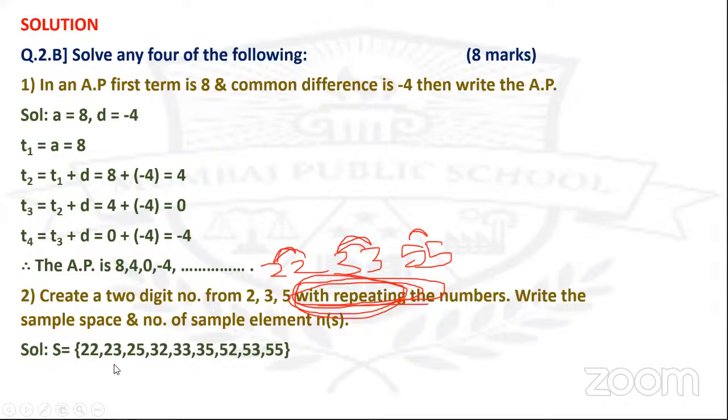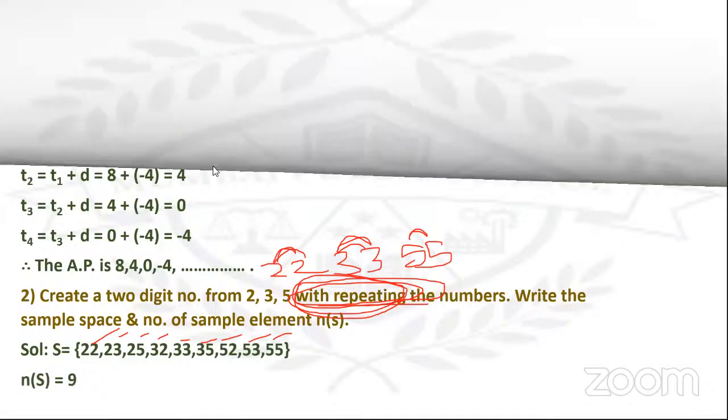Understand? So check what are the numbers formed: 22, 23, 25, 32, 33, 35. Then you have got 52, 53, and 55. So count 1, 2, 3, 4, 5, 6, 7, 8, 9. So what is n of s? n of s is 9. Okay.